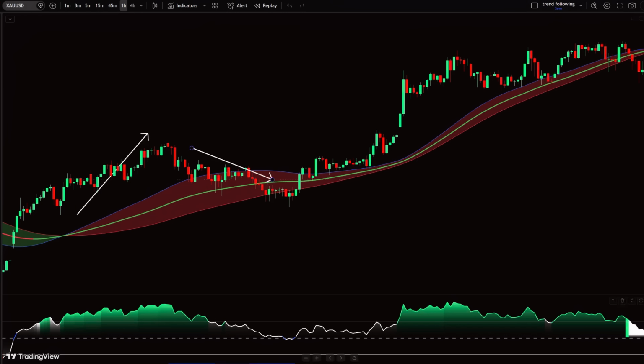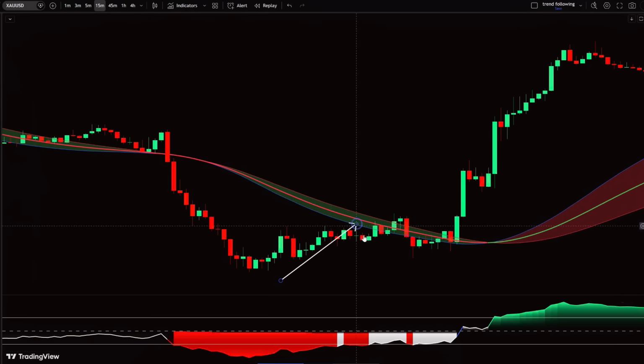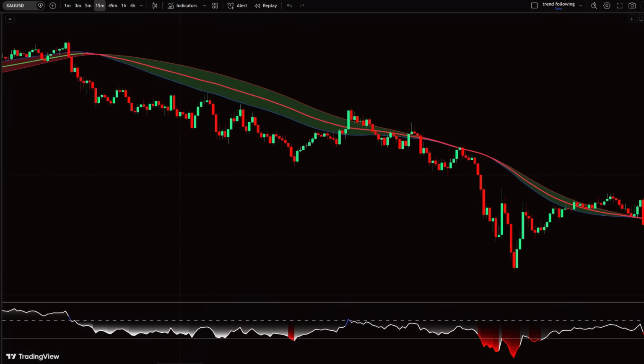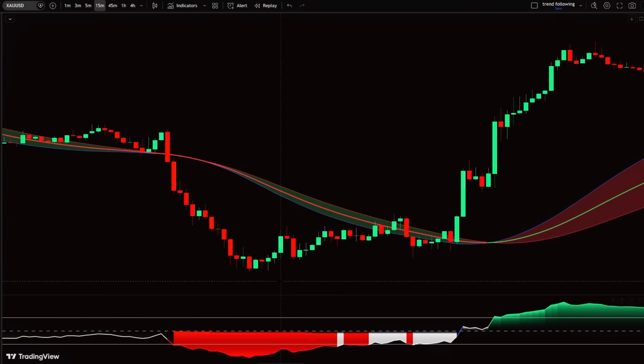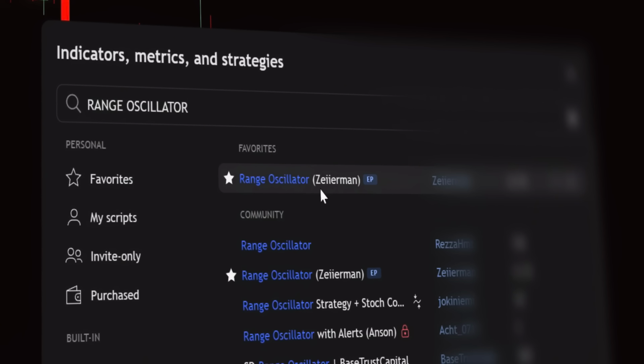Here's a pullback that continues. Now here's one that fails. Another continuation, another fail. Can you see the difference? The winning pullbacks all have one thing in common. The market is still pushing in the direction of the trend. The failed pullbacks aren't. They may look healthy from price alone, but underneath the surface, the momentum has already started fading. The indicator is called the range oscillator, and despite the name, we're not using it to generate buy and sell signals.